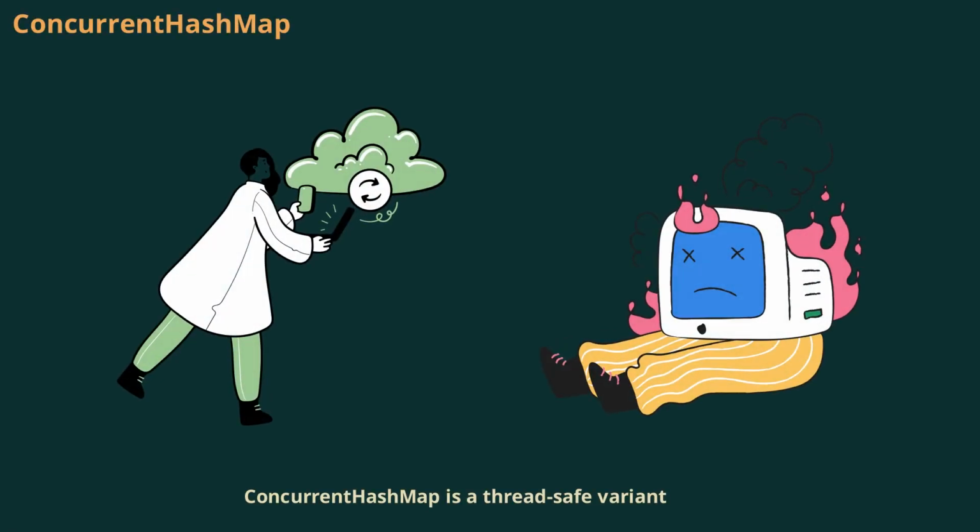ConcurrentHashMap is a thread-safe variant of HashMap designed for high concurrency. Unlike Hashtable, it does not lock the entire map. Instead, it uses segment-level locking or fine-grained synchronization, allowing multiple threads to read and write concurrently with minimal contention. This makes it ideal for multi-threaded applications.